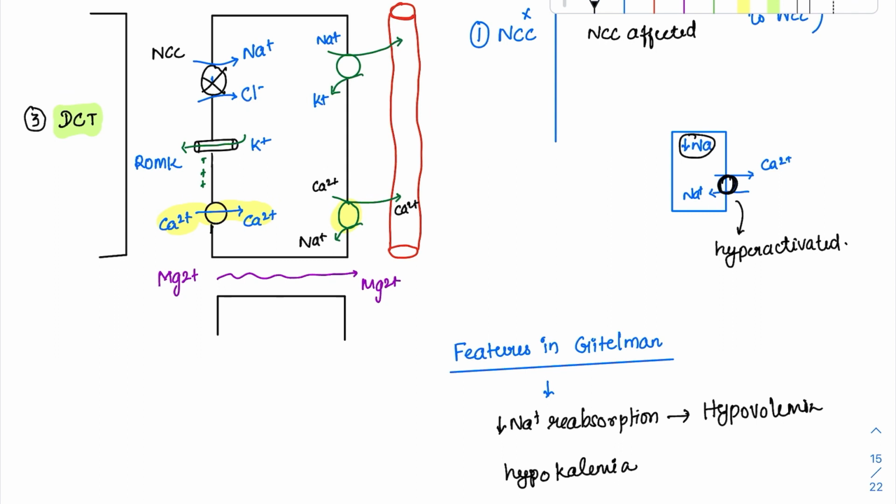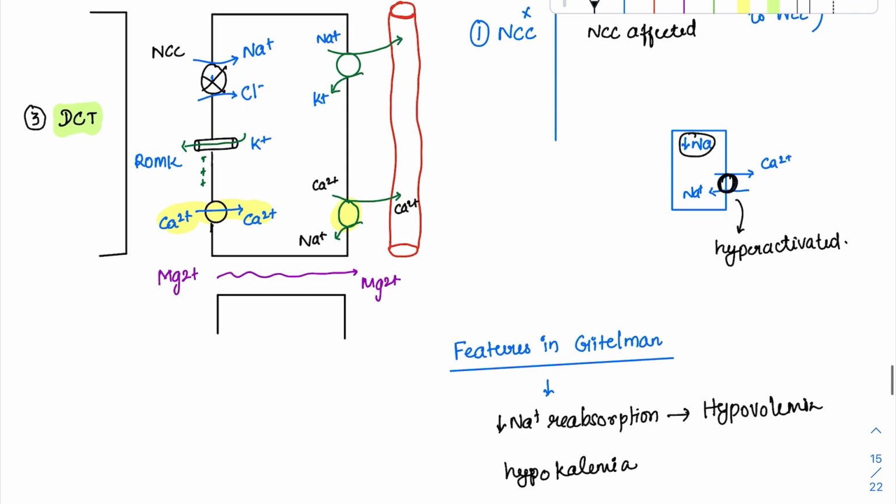Why? Because it will try to pull in more and more sodium inside the cell. The cell is very much deficient of sodium. So this hyperactivated channel will try to bring in more and more sodium inside the cell. But whenever it is bringing more sodium inside the cell, more and more calcium has to be reabsorbed and sent into the blood.